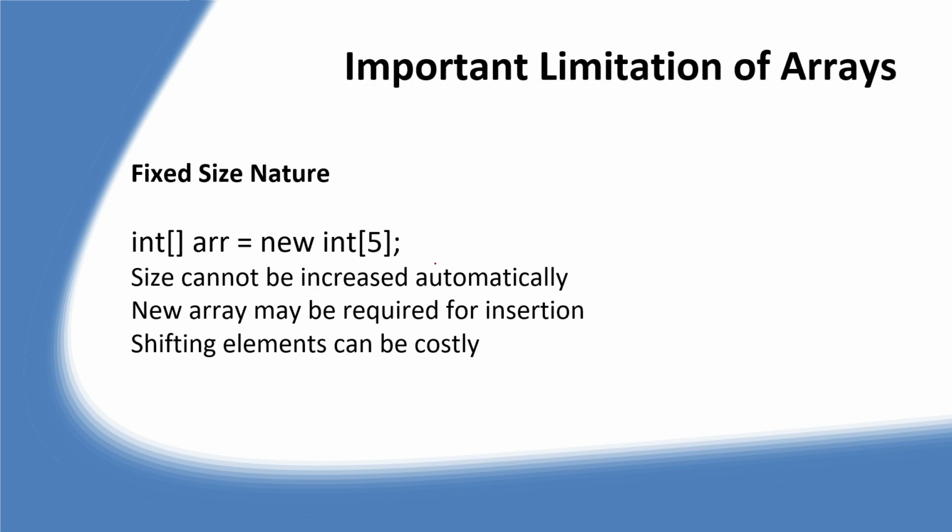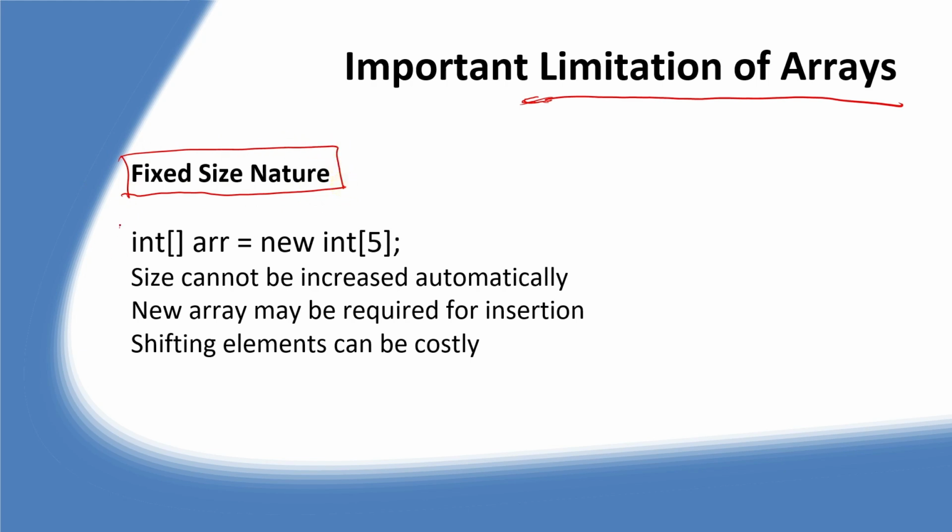Let's see the important limitation of array that I'm talking about. So this is one of the limitations of an array. To overcome this limitation, we will study some new DSA topics. There we will see how this limitation is overcome. But for now, let's first understand what is the limitation of an array. That is fixed size nature.